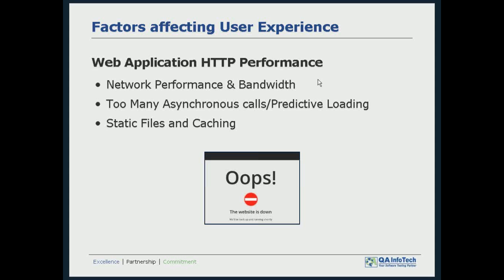Now let us try to see what are the factors that affect user experience. When we talk about web applications, the web application HTTP performance is definitely the biggest factor of slowness or overall performance of the application. But besides that, there are a bunch of other factors that affect applications HTTP performance. The network performance and bandwidth using which user is trying to access the application.